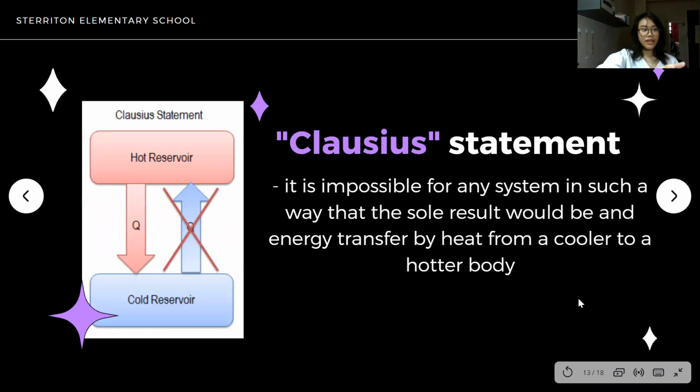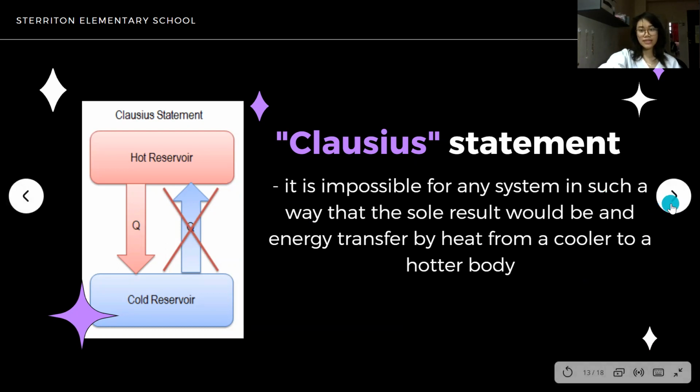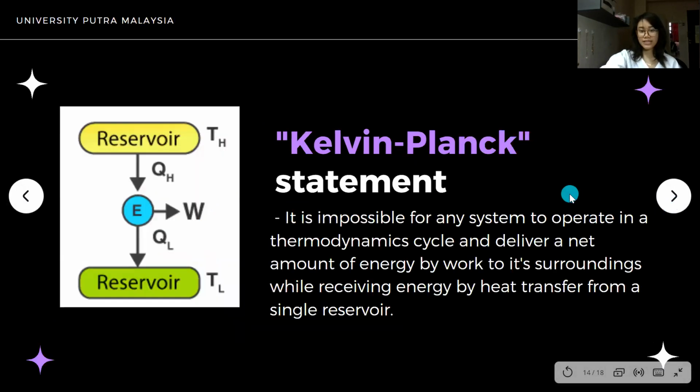The major statements of the second law of thermodynamics are the following. The first one is the Clausius statement. It is impossible for any system to operate in such a way that the sole result is an energy transfer by heat from a cooler body to a hotter body. Next statement, the Kelvin-Planck statement.